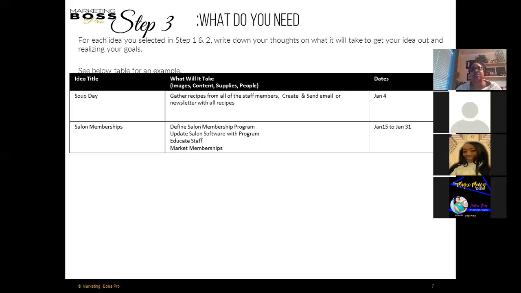So I'm also gonna remind you, when you think about what do you need, you want to also think about how much money you want to spend, right? So what's your budget going to be? So don't forget about the money, right? So what is it going to take from a money perspective for you to actually implement this?